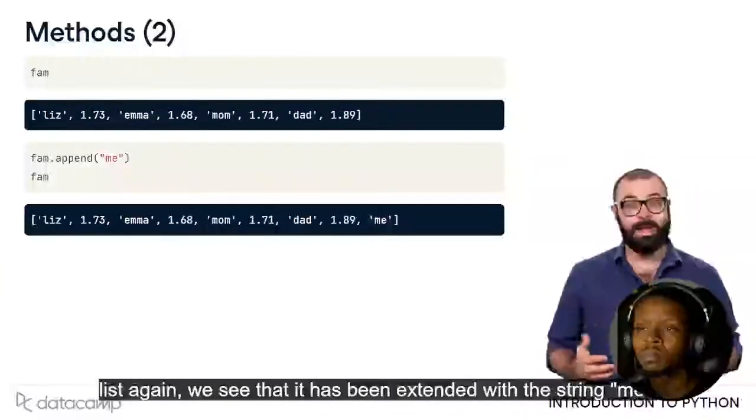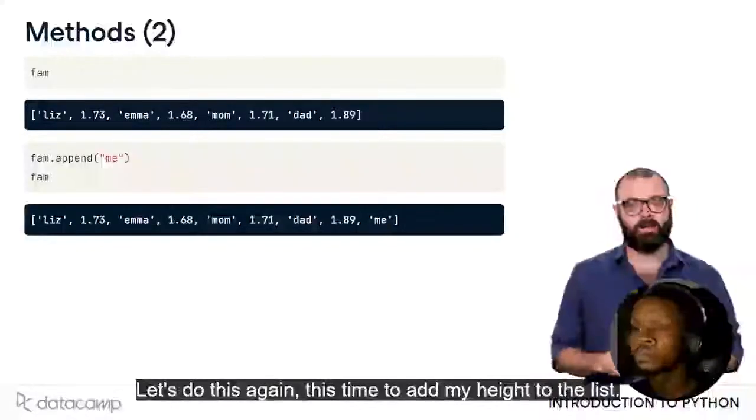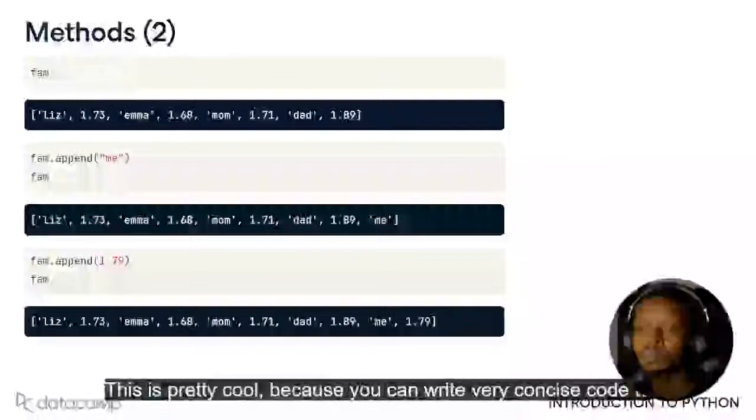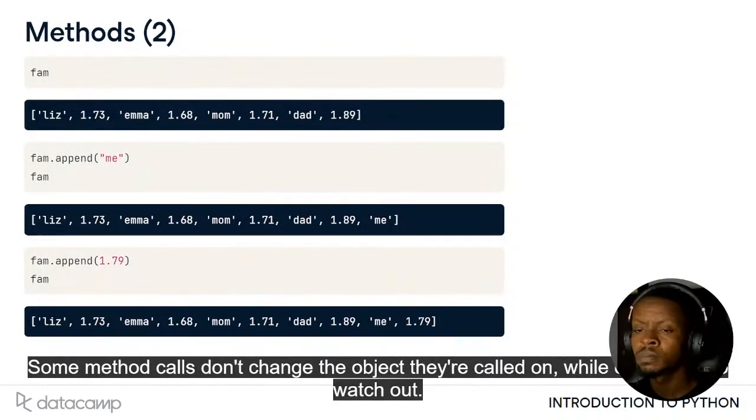with the string me. Let's do this again, this time to add my height to the list. Again, the fam list was extended. This is pretty cool because you can write very concise code to update your data structures on the fly, but it can also be pretty dangerous. Some method calls don't change the object they're called on, while others do, so watch out.